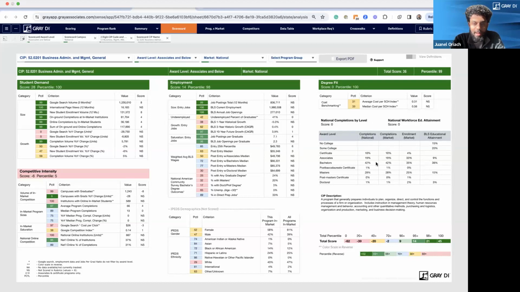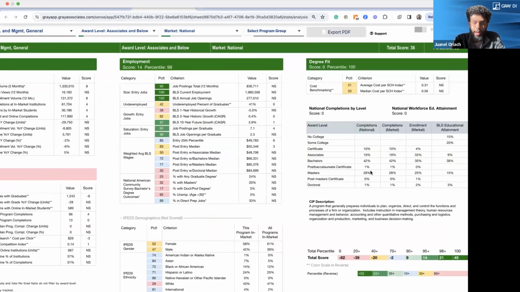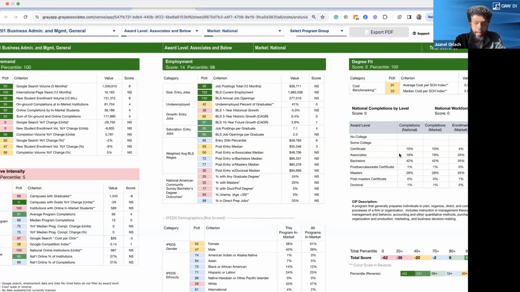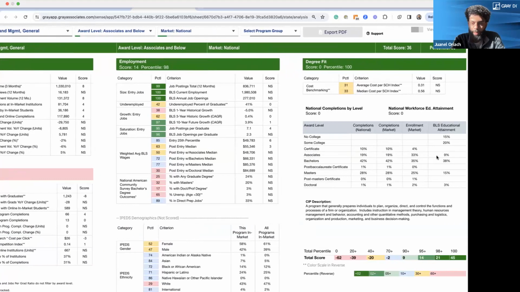This will give us a sense of students completing this degree, what award level they are completing it in, and how enrollments compare to that. We can see here nationally about 42% of completions for this program are happening at the bachelor's level. But there does seem to be an existing pool of students completing this at the associates and certificate level as well. And we see 33% of enrollment at the associates level in this zip code as well.